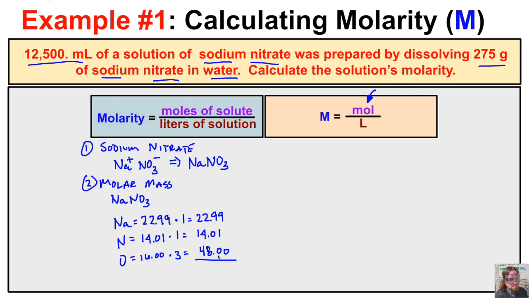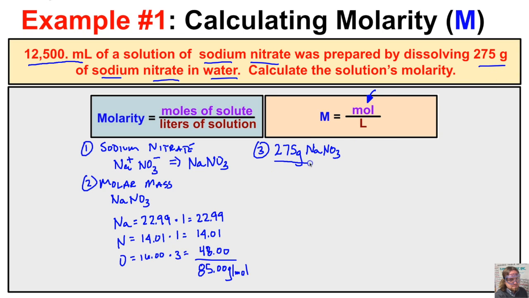And when we get our calculator out and add up these 3 values, we're going to end up with 85.00 grams per mole. So here's our molar mass. And so now in step 3, we're going to convert the grams of sodium nitrate to moles. We know we have 275 grams of NaNO3 from our problem here.